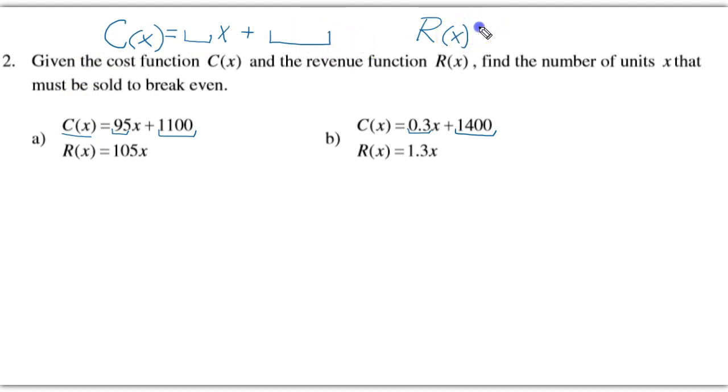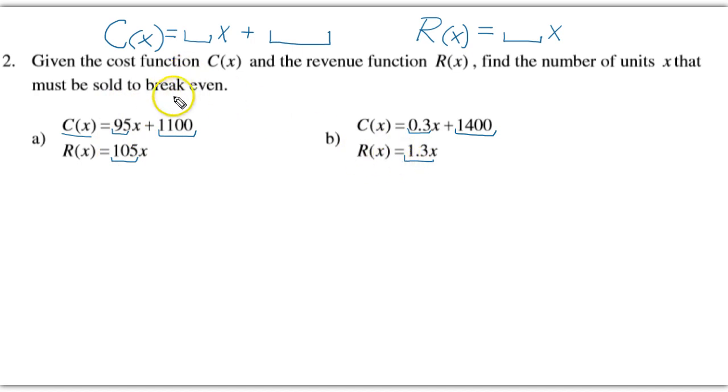Now for revenue, you're going to sell a certain number of items, and the items that you sell will have a price. This is the sales price per item. So every item you sell, you bring in this much revenue. So here we see the item will sell for $105, and here you see the item is going to sell for 1.3. Remember, X is the number of items that you're making.